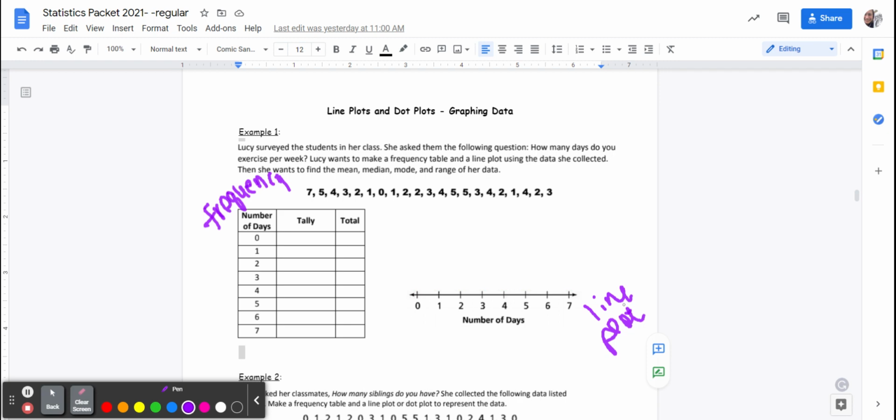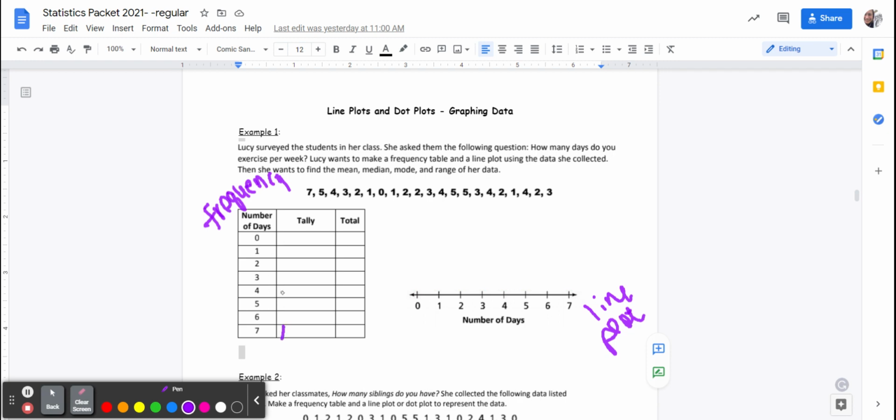So let's get started. One way to create a dot plot or a line plot is to organize your data. We have this frequency table. We're saying anywhere between 0 and 7 days a week they can exercise, because you can't exercise more than 7 days a week, and you really can't exercise 2.5 days. So this is what we call discrete data, where you can't have anything in between these numbers. I'm going to start making tally marks.